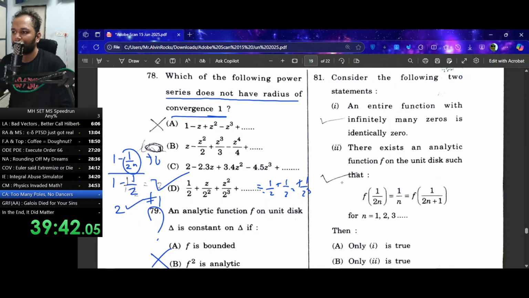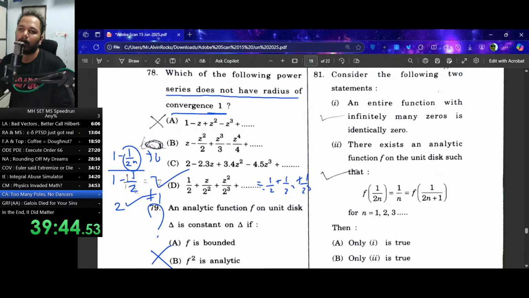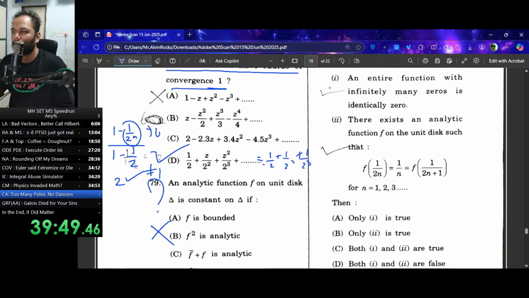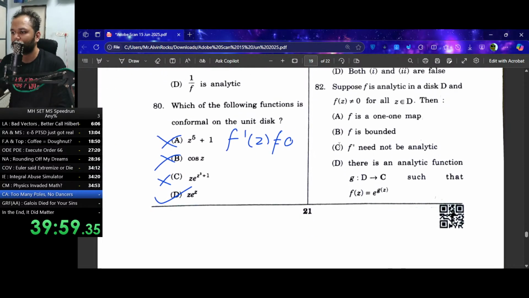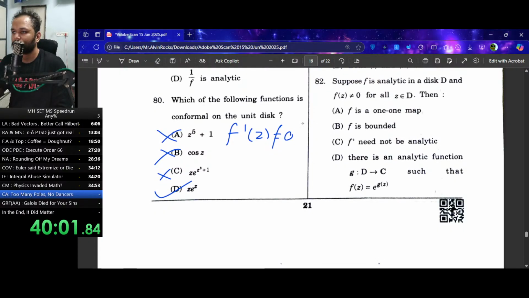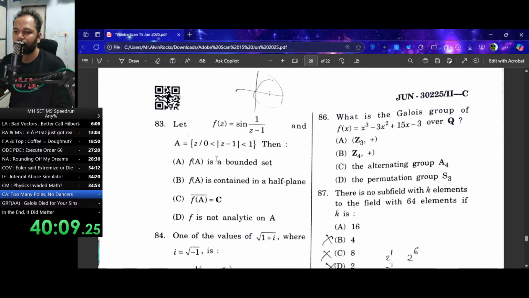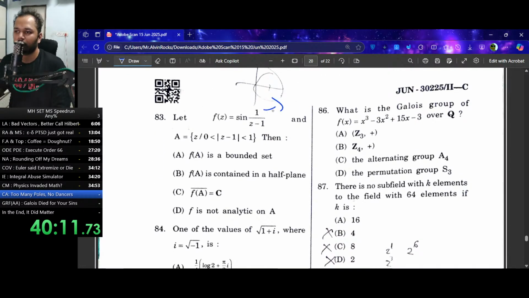Consider which of the following. It's actually not. Both are false, and this is because of sine z. This again, no idea. This is creating an essential singularity, therefore dense in C.